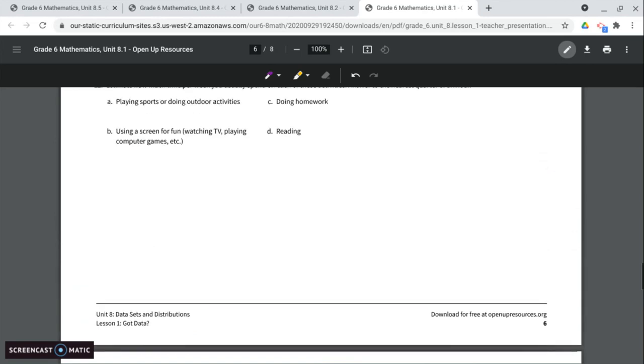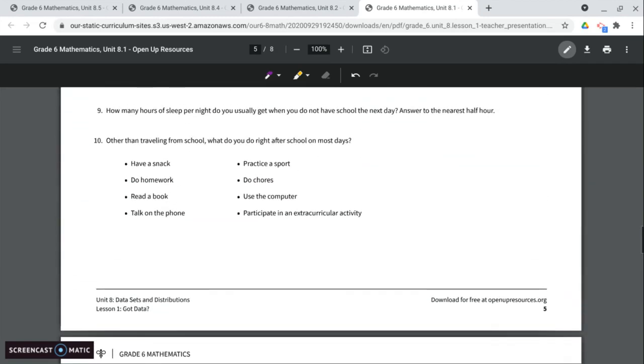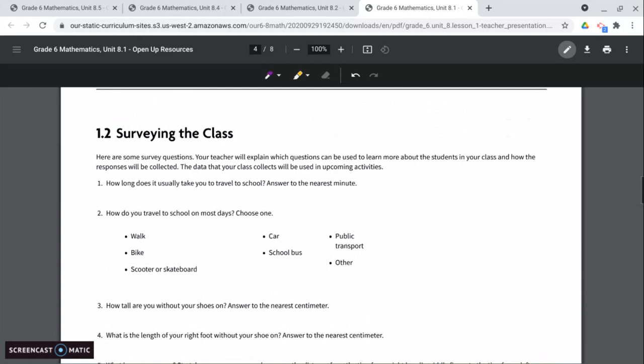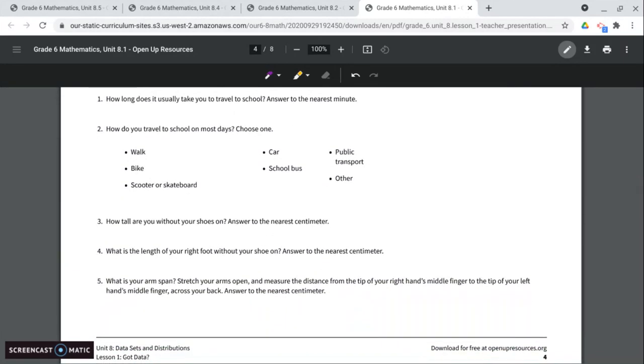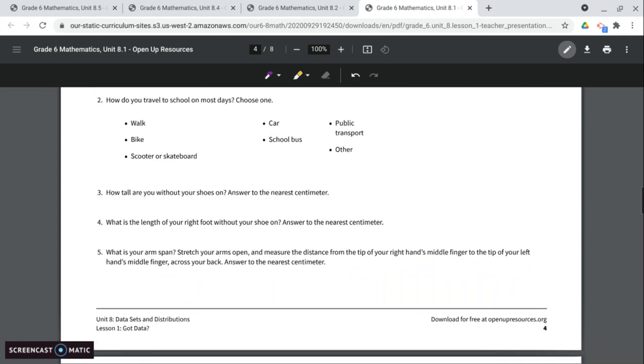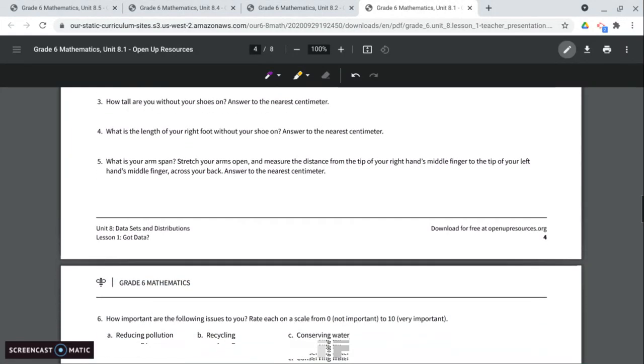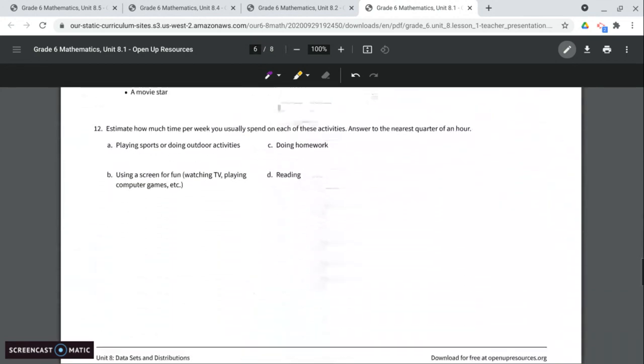So if we look back up here, these are the questions that were asked. So we're looking for numerical data. How long does it usually take you to travel to school? Is that going to be a number for an answer or not? The first survey question was time. It was in minutes, so it's numerical. How do you travel to school on most days? Choose one. Is that a numerical answer? No. How tall are you without your shoes on? Is that a numerical answer? Yes.